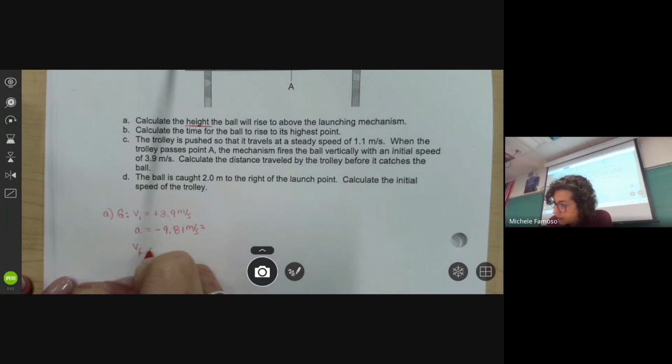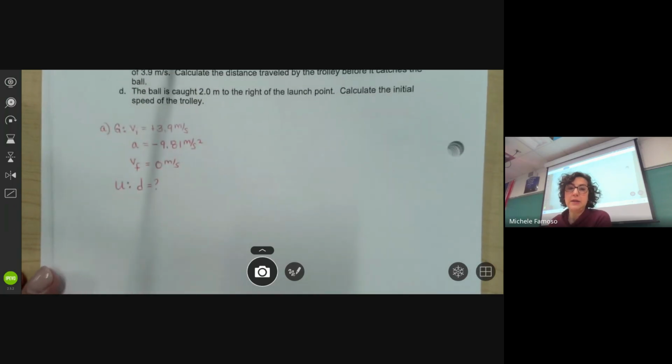We know at the top, its velocity. What is its velocity when it reaches the top? 0 meters per second. And I'm asking you for the height that it reaches, meaning the D. The D is the height. All right, what equation can we use to get that D value if you know a VI, an A, and a VF?